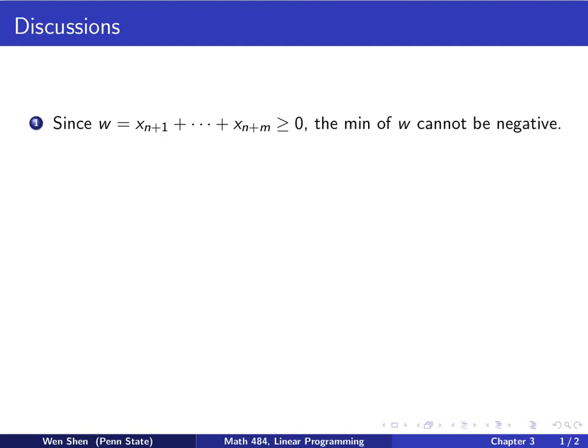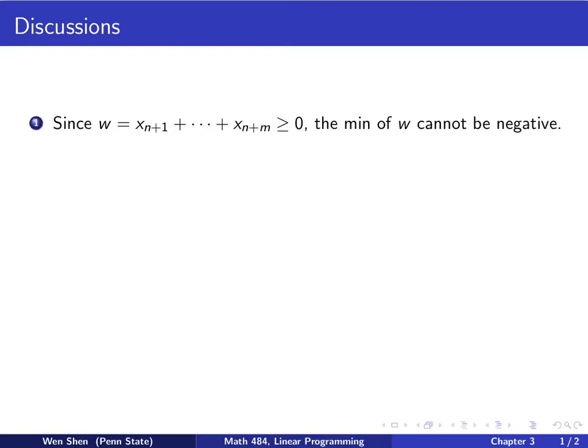Hi everyone, welcome to video 19 of chapter 3. In this video, we'll have some discussion on the process we did last time of adding artificial variables into the constraint.